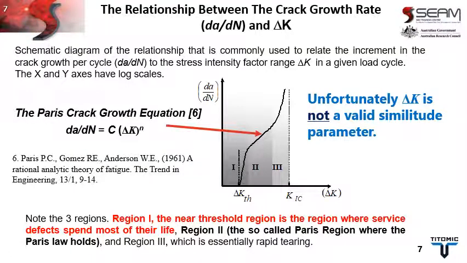This slide presents a schematic diagram showing the relationship between the crack growth rate, DADN, and the range of the stress intensity factor, delta K, in a given load cycle. There are three regions. Region 1, the near threshold region, where most of the life of an operational structure is spent. Region 2, the so-called Paris region, and Region 3, which is essentially rapid tearing. An important feature to note about this slide is that unfortunately, delta K is not a valid similitude parameter.